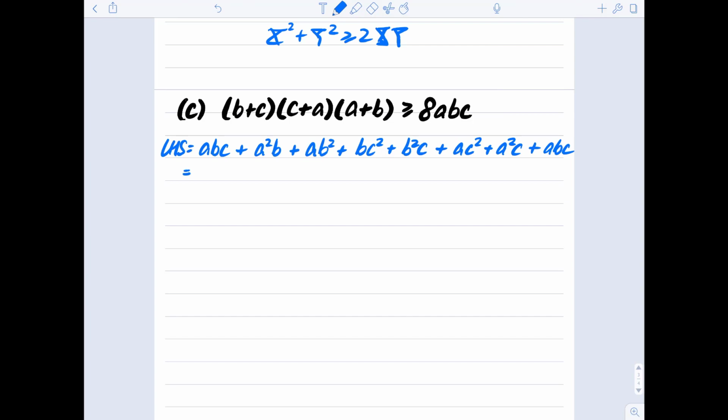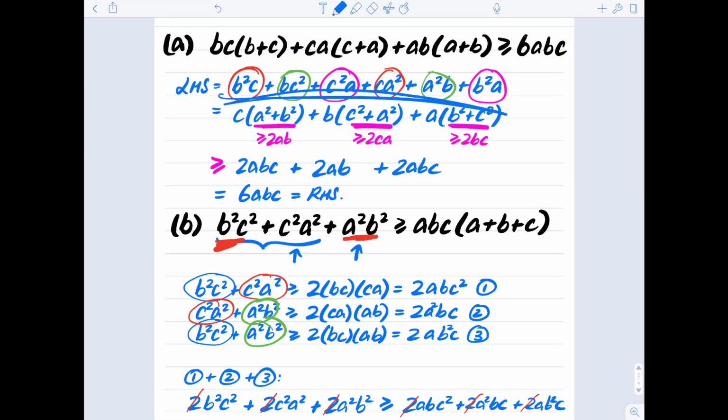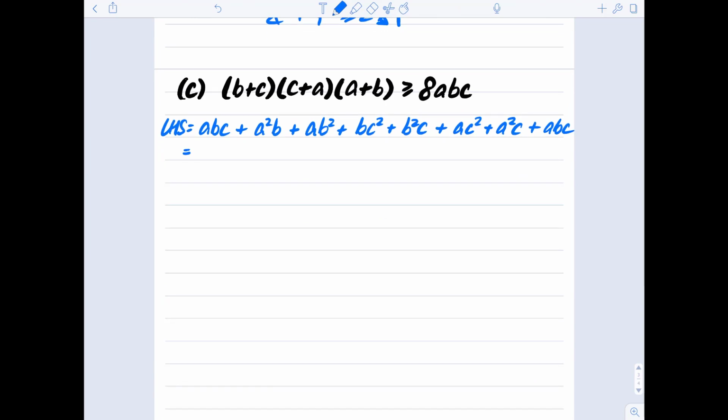And now the game appears again, and it looks like we have something really similar to this above. Yeah, our first one looks almost exactly the same. There's two ABCs, we group them, and now we already know the trick. We want to group the single B and single B. We get A squared plus C squared. We want to group the single A and the single A. We get B squared plus C squared. We want to group the single C and single C. We get B squared and A squared.